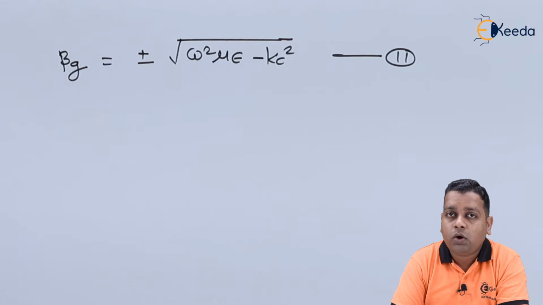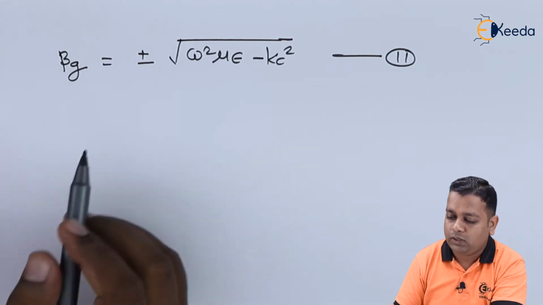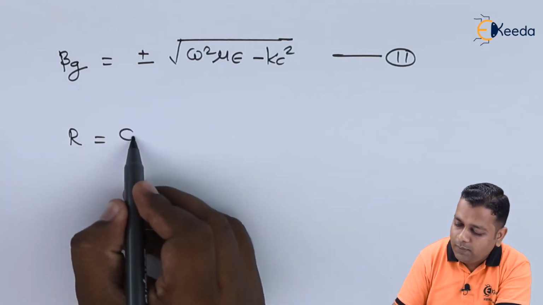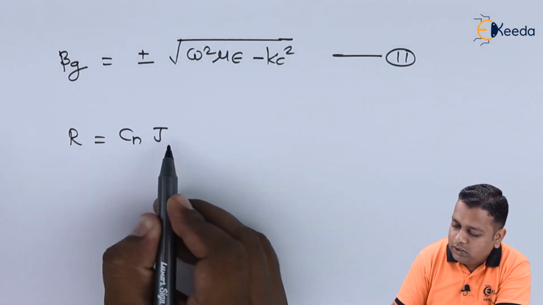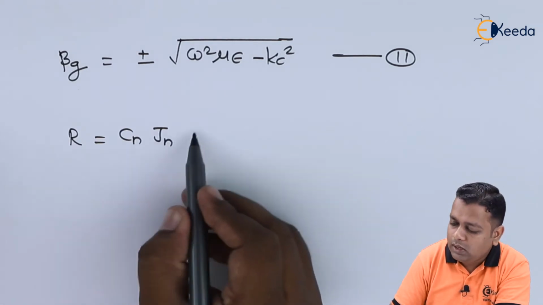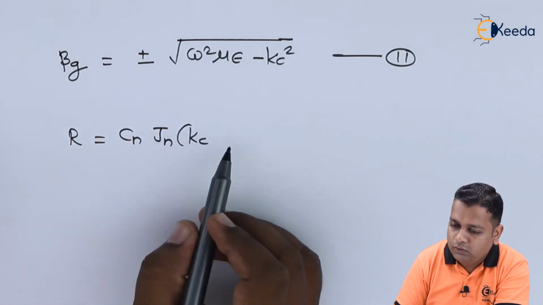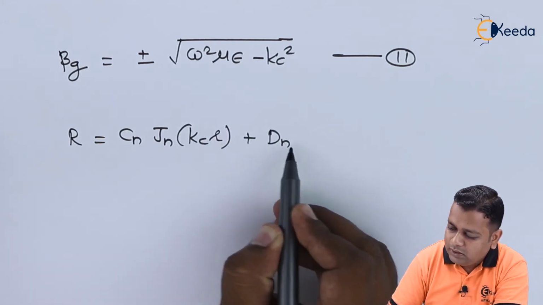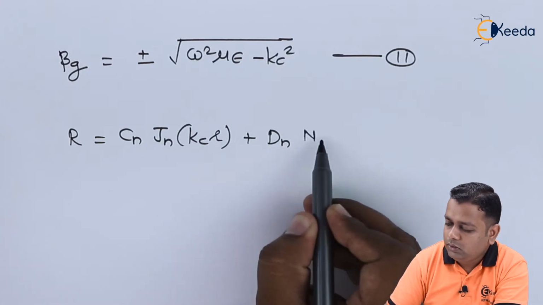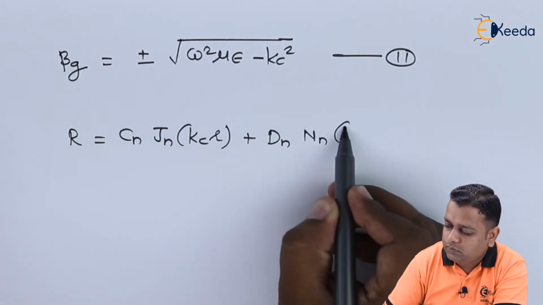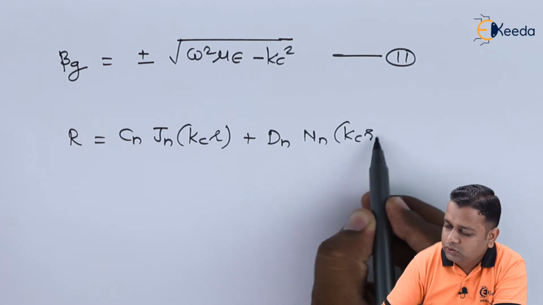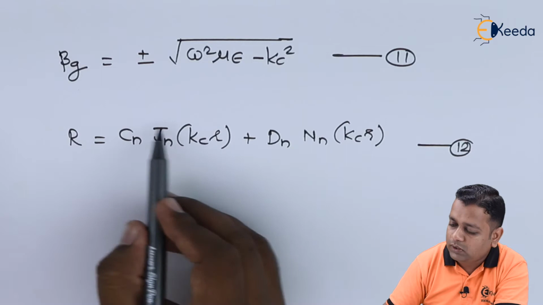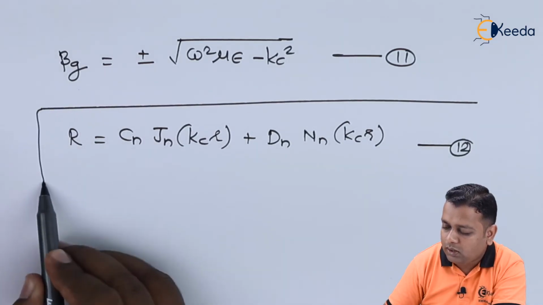Now the solution of the Bessel equation that we have written is of the form capital R is equal to capital C suffix n in multiplication to J suffix n as a function of the cutoff wave number kc into r, added to capital D suffix n into capital N suffix n as a function of kc into small r here. So let this be equation number 12. This equation is also very important that I outline here.